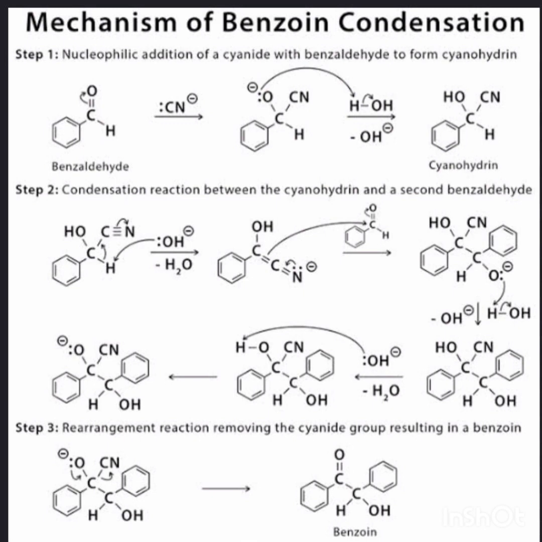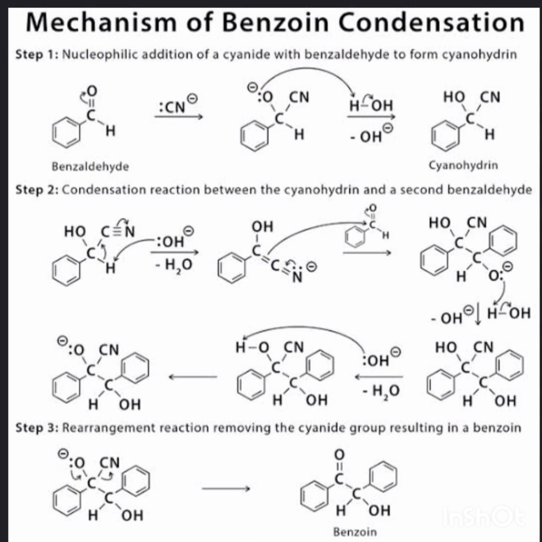So the third step is rearrangement reaction, removing the cyanide group, resulting in the formation of benzoin. So C6H5CO minus CN CHOH C6H5 will be converted into C6H5 C double bond O CHOH C6H5. The cyanide group will be removed, so a double bond will be formed between the carbon and oxygen. So benzoin will be formed. This is the mechanism behind the benzoin condensation.